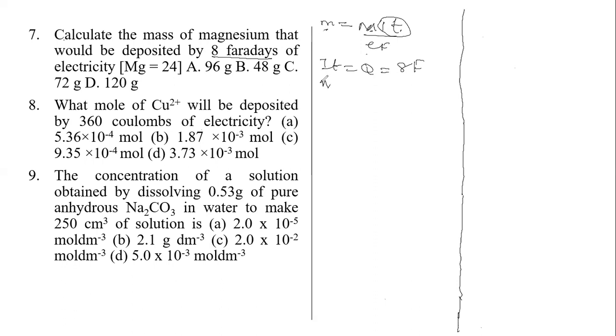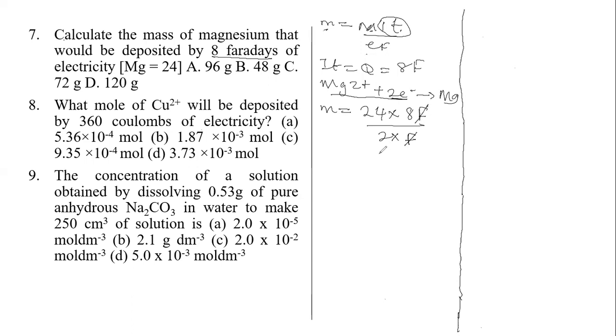So for the E of magnesium, you can recall that we have Mg2+ plus 2 electrons giving us magnesium. So therefore, we have M equals to what? So that is 24, the atomic mass of magnesium, times IT, the quantity of electricity, which is 8 Faradays, divided by E, which is 2, because you have 2 electrons, times 96,500 coulombs, or times 1 Faraday.